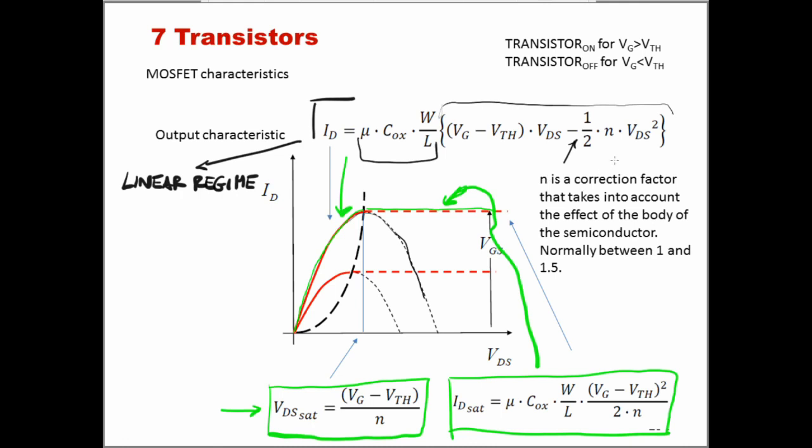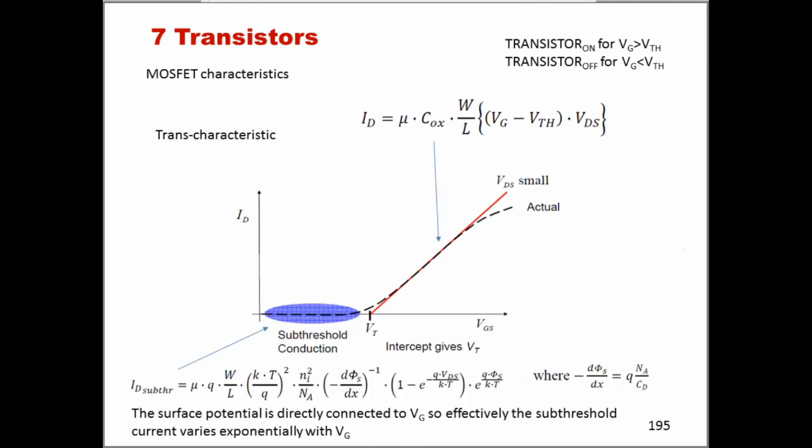Please note that this term n is a correction factor and is related to body effects and so forth, but for us it is a constant anyway. Okay, so we've seen the output characteristic and that it is divided in two pieces, one for the linear regime and one for the saturation regime.